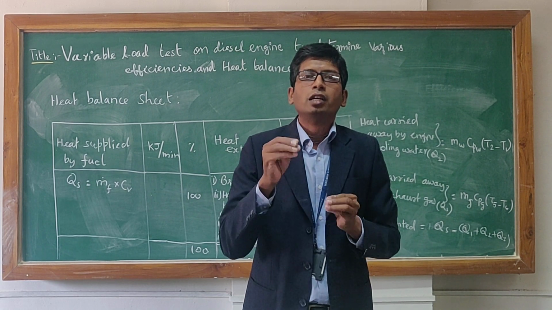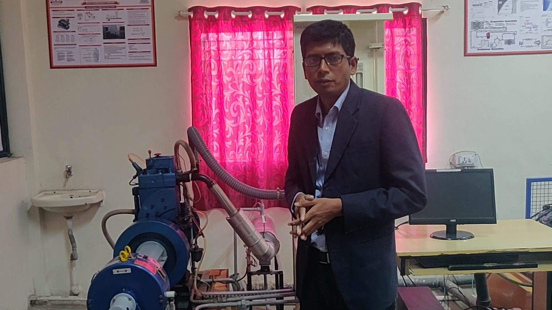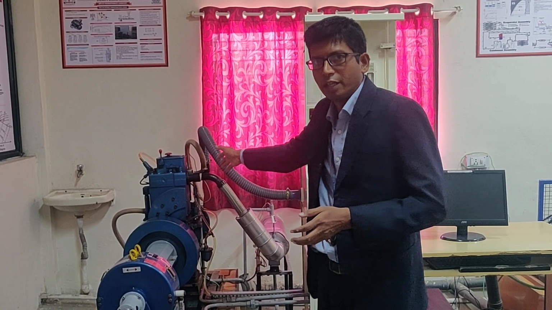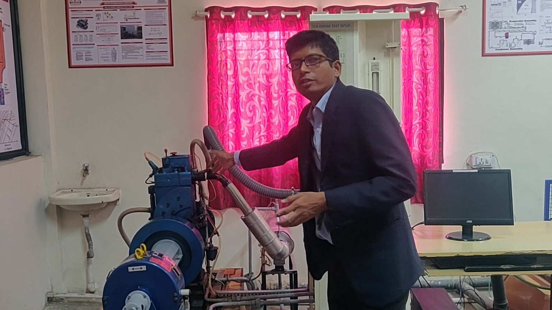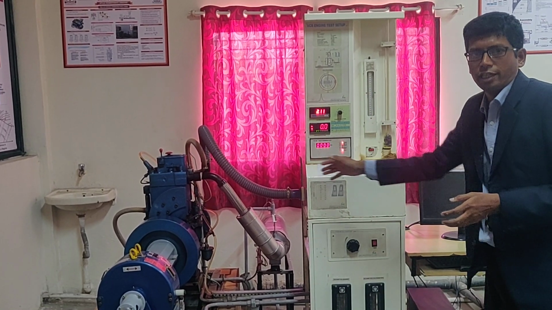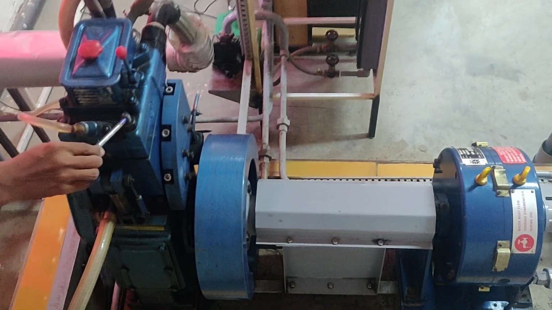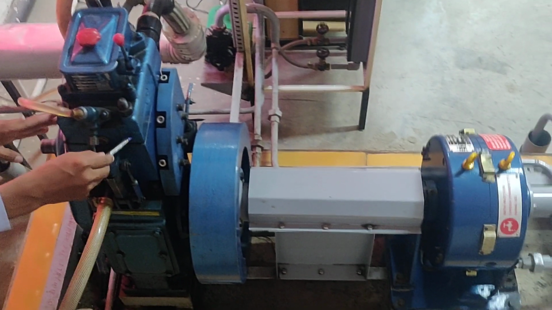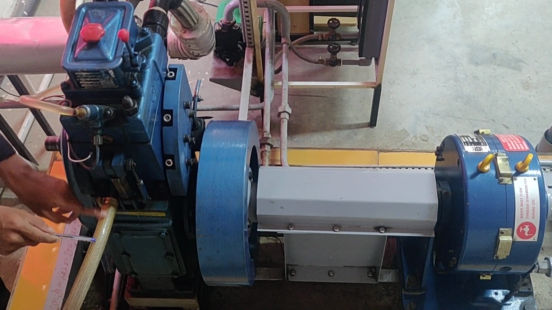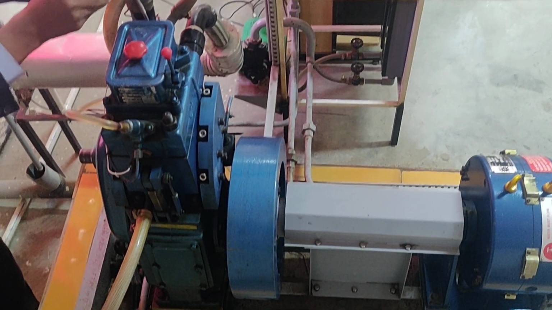Now we are going to see the remaining details in the experimental setup. This is the experimental setup for the single cylinder diesel engine, and here we have the control panel for the same engine setup. This is a single cylinder diesel engine, and this is the fuel injector. The cooling water inlet for the engine is here, and the cooling water outlet from the engine is coming out here.